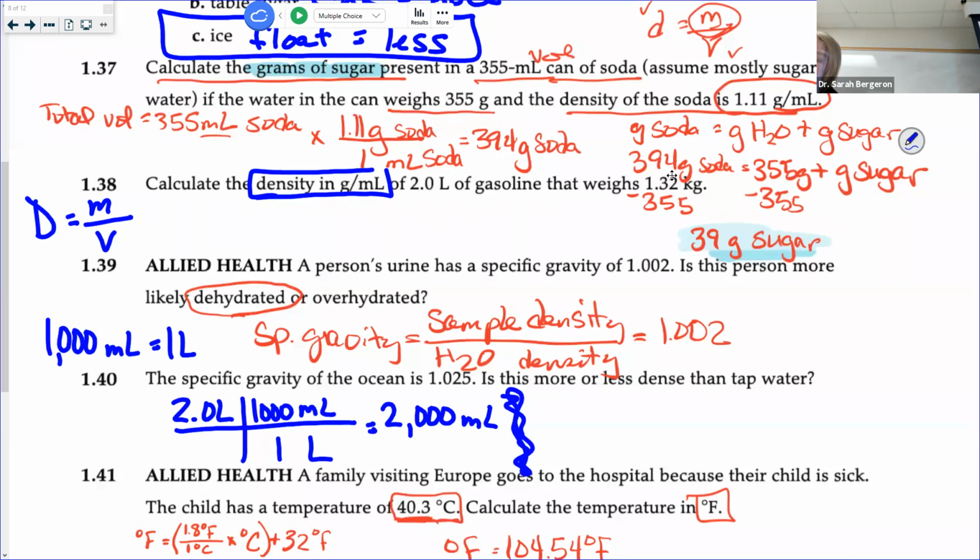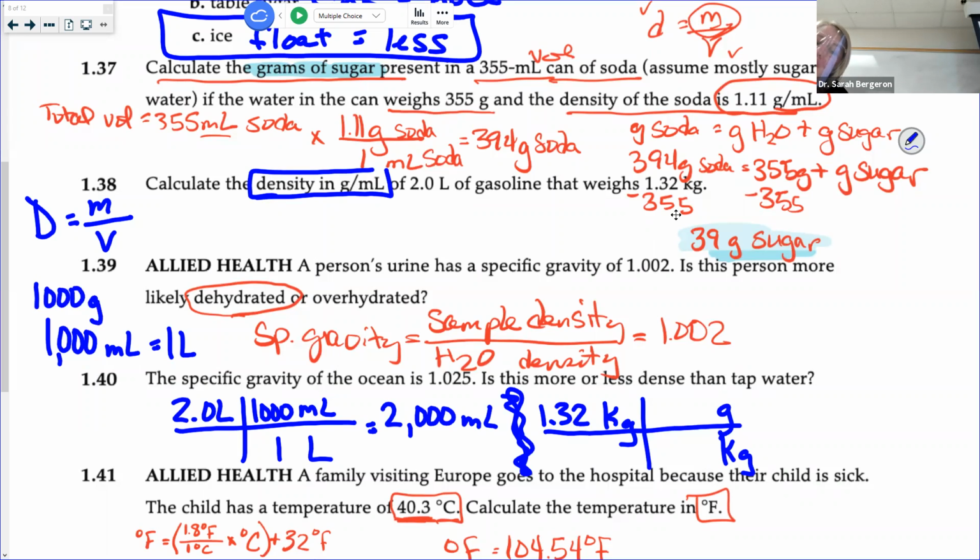Now what do I want to do? Convert my mass. I have 1.32 kilograms. I want to get rid of kilograms. So where does kilograms go? At the bottom. What goes on the top? What's my equivalent relationship?